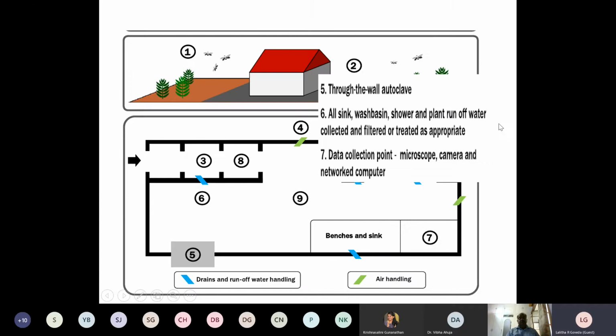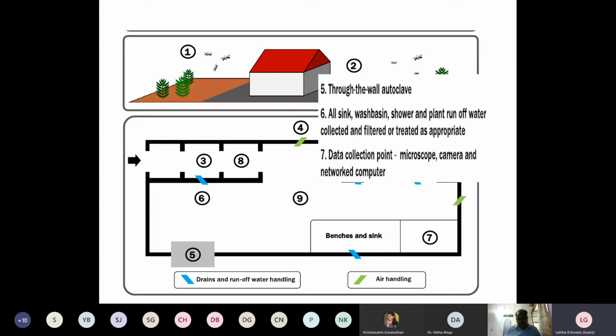Number 5 here is the autoclave, the equipment that is being used. It is recommended that you have a through-the-wall autoclave, and it should be double walled. Number 6, all the sinks, wash basins, showers, and plant runoff material must be collected, filtered, and treated. There should be a separate treatment plant for all the runoff. And number 7 is where you work: the data collection point, microscope, camera, and network computer must be decontaminated continuously.